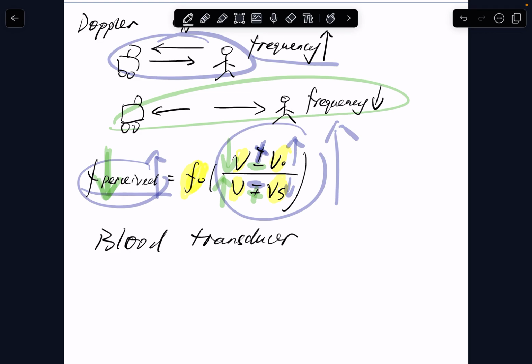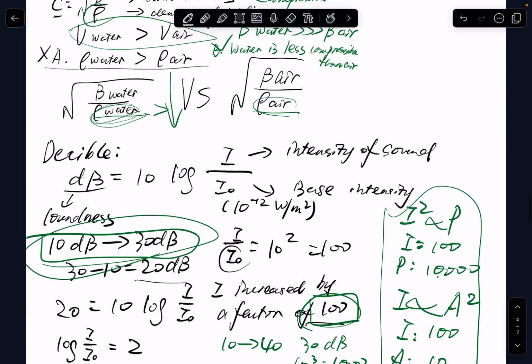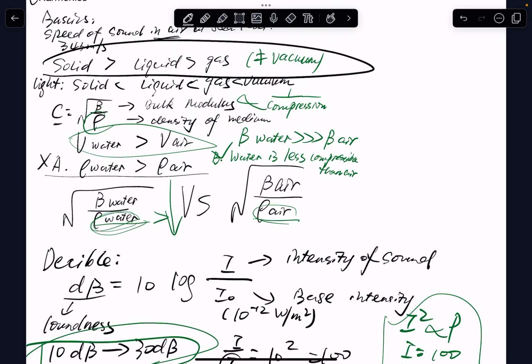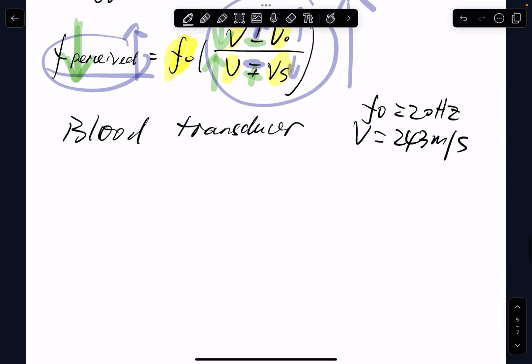Okay, so in this scenario, I'll provide you the sound that travels in your blood has a frequency of 20 hertz, okay? And then the velocity when sound travels in your blood, which is liquid, so it's not going to be 343 meters per second anymore. It has to be what? Smaller, right? Remember, it travels slower in liquid. So let's say 243 meters per second when a sound travels in blood, okay?